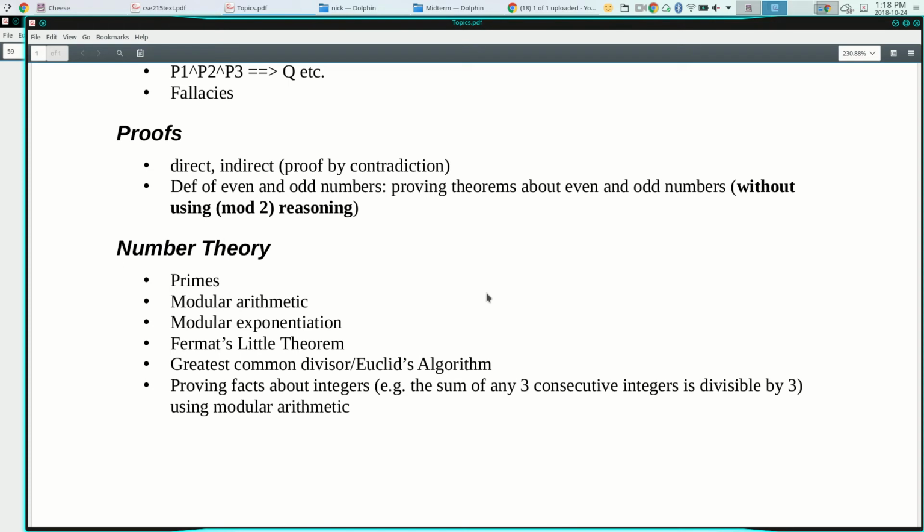Okay, I'm going to bring up the lights slowly. And let's go to the board in groups and start with this first question: prove that the sum of any 3 consecutive integers is divisible by 3 using modular arithmetic.